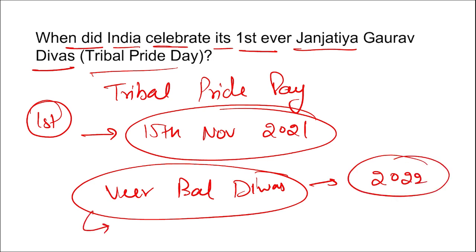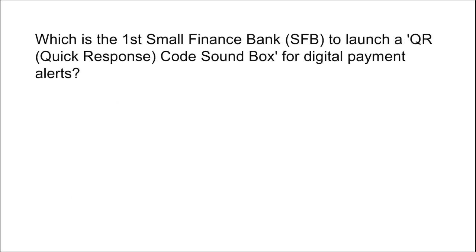Then Veer Bal Divas will be observed for the first time in 2022 on what date, and it will be in the memory of the two sons of the 10th Sikh Guru. So when will we be observing Veer Bal Divas? Can you tell me? Veer Bal Divas will be observed for the first time in India in the year 2022 on 26th of December. Mark this, important.